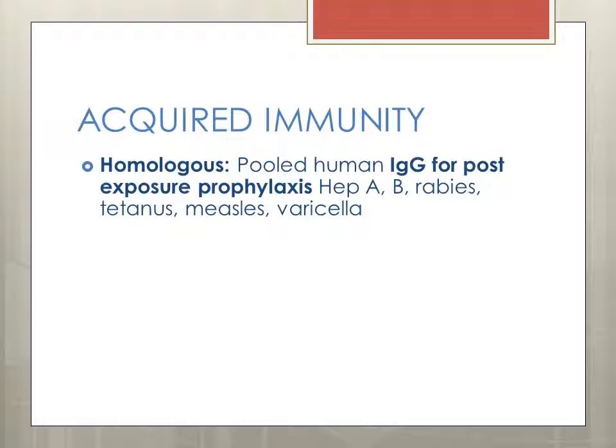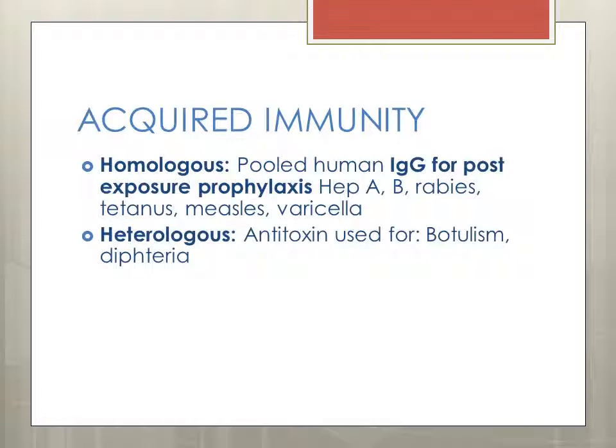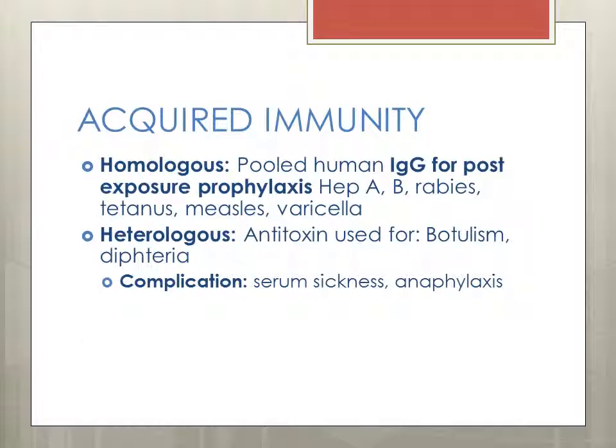Now, homologous refers to a pooled human immunoglobulin G for post-exposure prophylaxis. Now, in medicine, whenever we talk about prophylaxis, we mean prevention, and this is specifically after the exposure. So prevention after a person has been exposed to any of the following: Hep A, B, rabies, tetanus, measles, and varicella. And heterologous is an antitoxin that's used specifically for botulism and diphtheria, which we're going to get more into once we touch infectious disease. Now, the complication of heterologous is serum sickness and anaphylaxis.